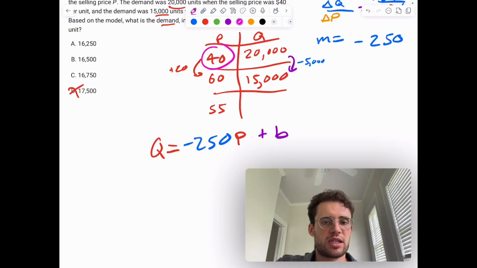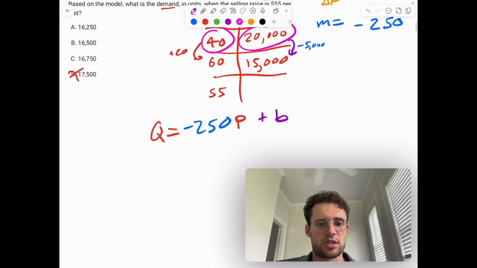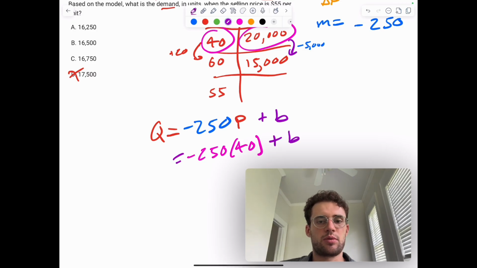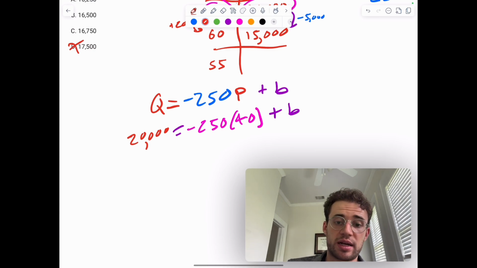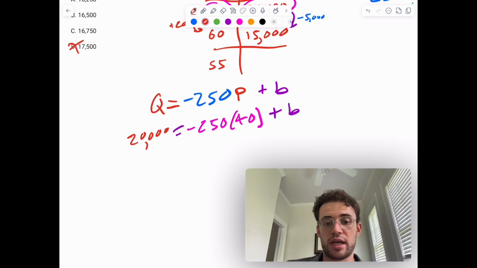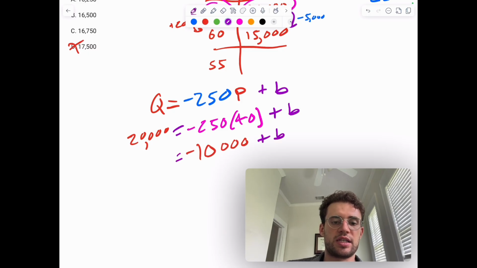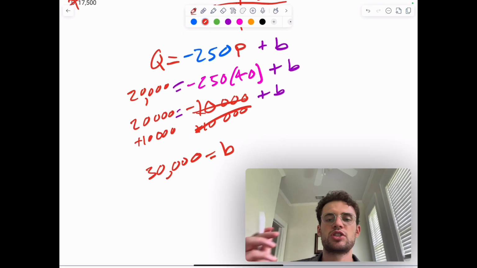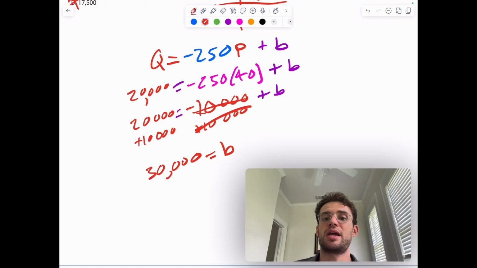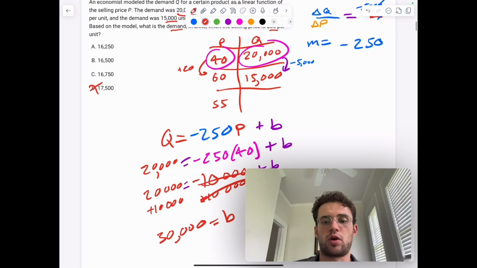So let's use when P is 40, Q is 20,000. We could say negative 250 times 40 plus B is equal to 20,000. Now 250 times 4 would be 1,000, so times 40 would be 10,000. So we'd get negative 10,000 plus B is equal to 20,000. To get B alone, we add 10,000 to both sides, and that gives us that B is equal to 30,000. So the y-intercept is 30,000. Theoretically, that would mean if the price was 0, if they're given away for free, 30,000 people would want it. That'd be the quantity of the demand.